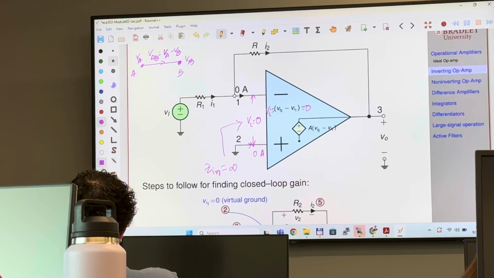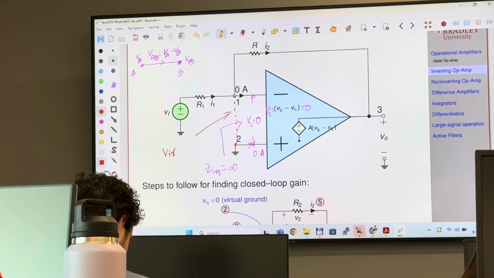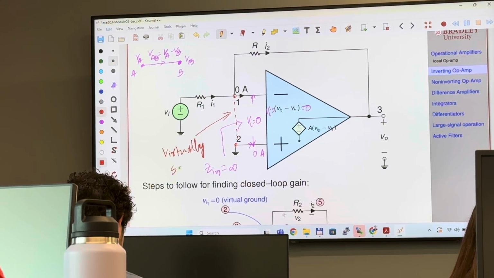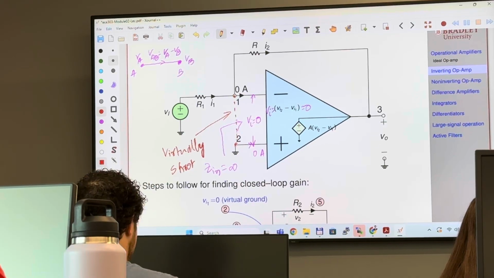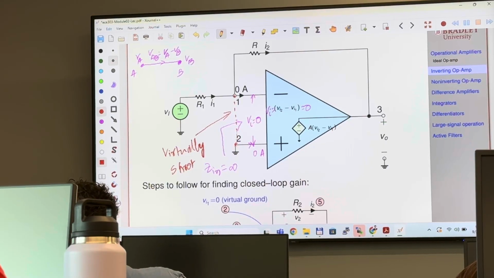So you can think of these two connections as virtually short. They are not physically connected, but virtually they are connected and they are short. We call it virtually short. These two terminals are virtually short, which means ideally they are connected. If these two terminals are connected, their voltage difference is zero.